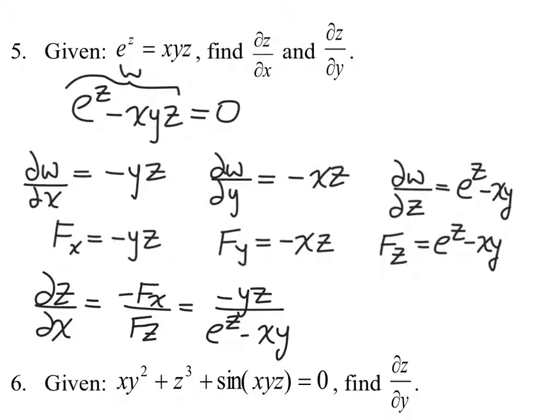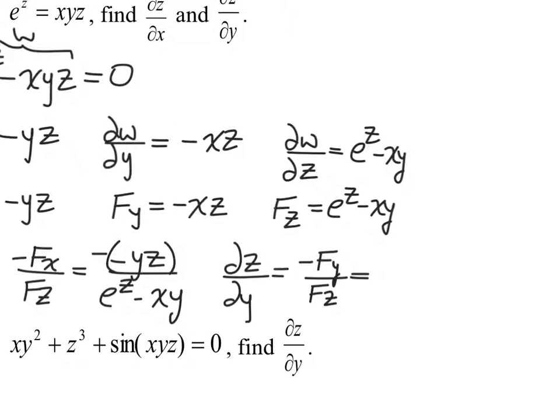Since it's a negative f of x, wouldn't the two negatives cancel out and make that positive? Yeah. All right, so partial z with respect to y is the last part of it. So negative partial y with respect to z over partial z. So negative xz, clean it up if you want, over e to the z minus xy.